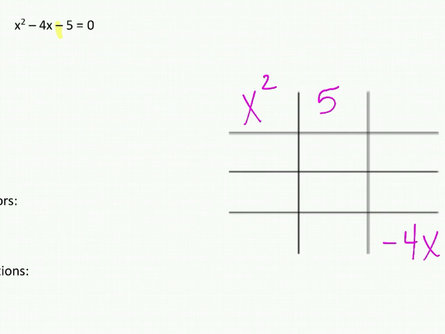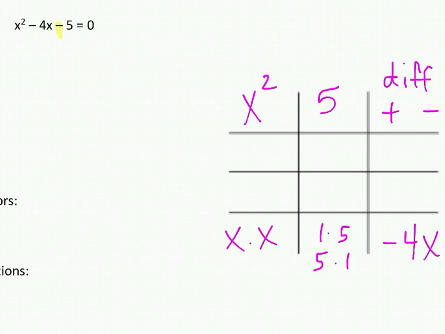I know my signs are going to be different because the last sign is a minus sign, which literally means difference. So one has to be a plus, one has to be a minus. My factors of x squared are x times x. My factors of 5 are 1 and 5 and 5 and 1. So I go ahead and put my x and my x, and I'm going to try 1 and 5.